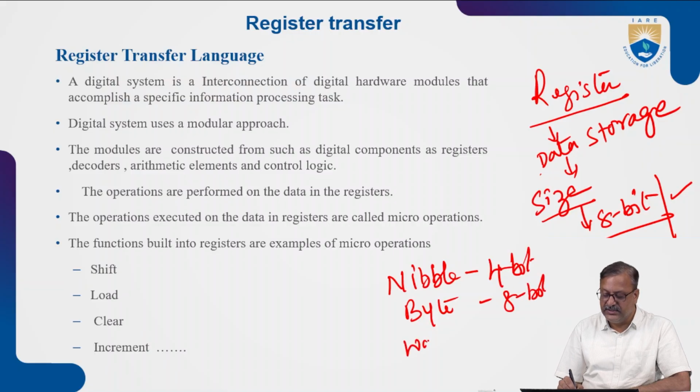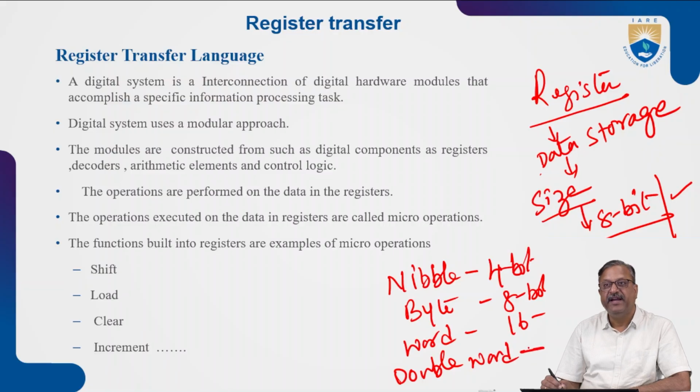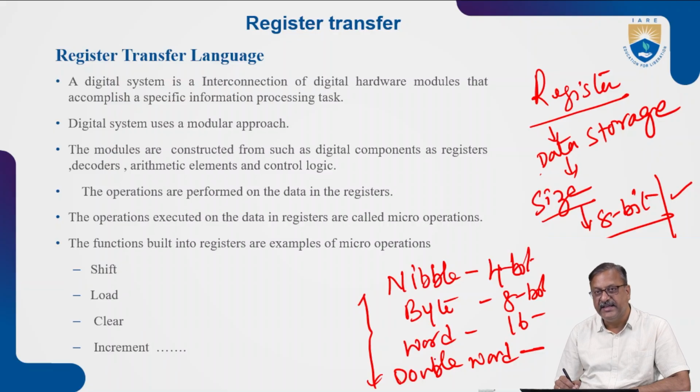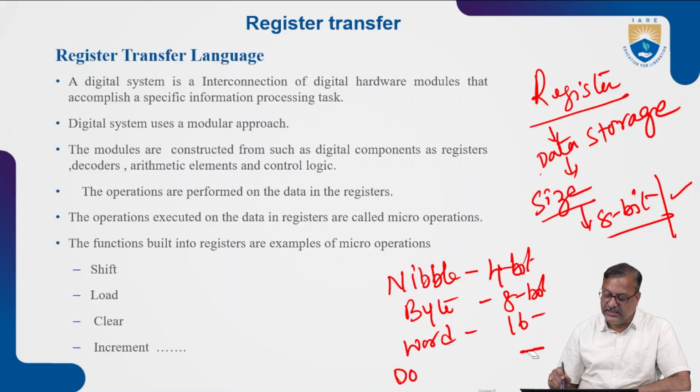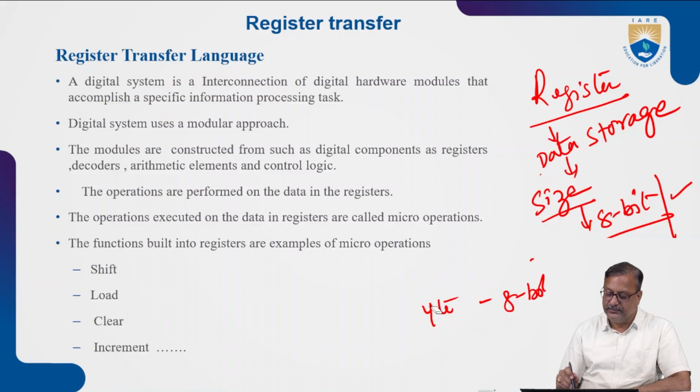If it is a word, it is 16-bit. If it is a double word, then we define it as 32-bit. If you see, it goes on increasing in a pattern from nibble to byte, byte to word, word to double word. So in the way we define the data bus of a digital system, in that way the size of the registers will also be defined for the digital system. For the present example, we are considering only 8-bit of data.